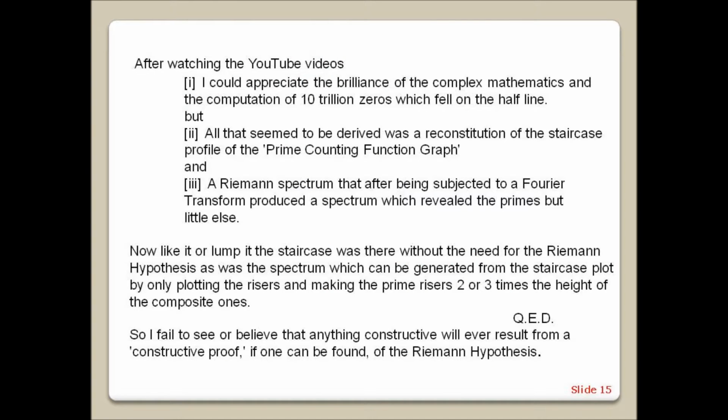After watching the YouTube videos, 1. I could appreciate the brilliance of the complex mathematics and the computation of 10 trillion zeros, which fell on the half line, but 2. All that seemed to be derived was a reconstitution of the staircase profile of the prime counting function graph, and 3. A Riemann spectrum that, after being subjected to a Fourier transform, produced a spectrum which revealed the primes but little else. Now, like it or lump it, the staircase was there without the need for the Riemann hypothesis, as was the spectrum, which can be generated from the staircase plot by only plotting the rises and making the prime rises 2 or 3 times the height of the composite ones, QED.